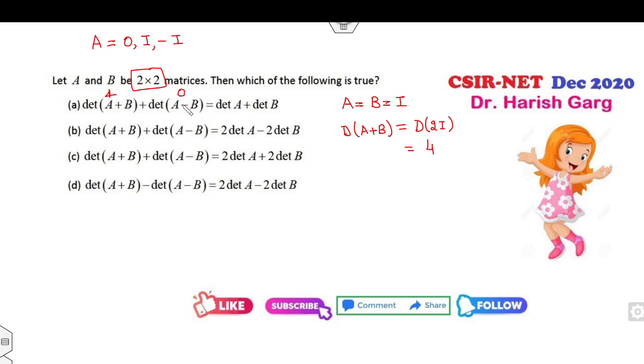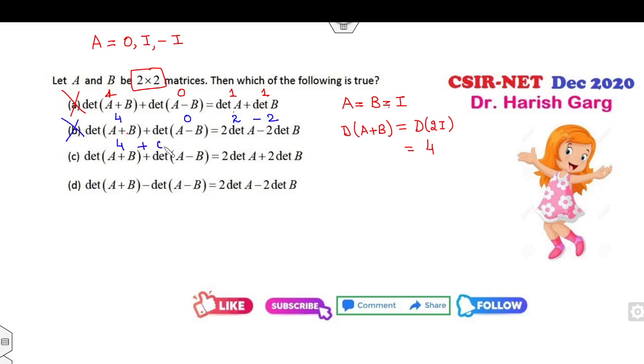A minus I will be 0. Determinant of I is 1. Determinant of B is also 1. So which is not satisfied. Second option, this is 4. This is 0. This is 2 minus 2, not satisfied.